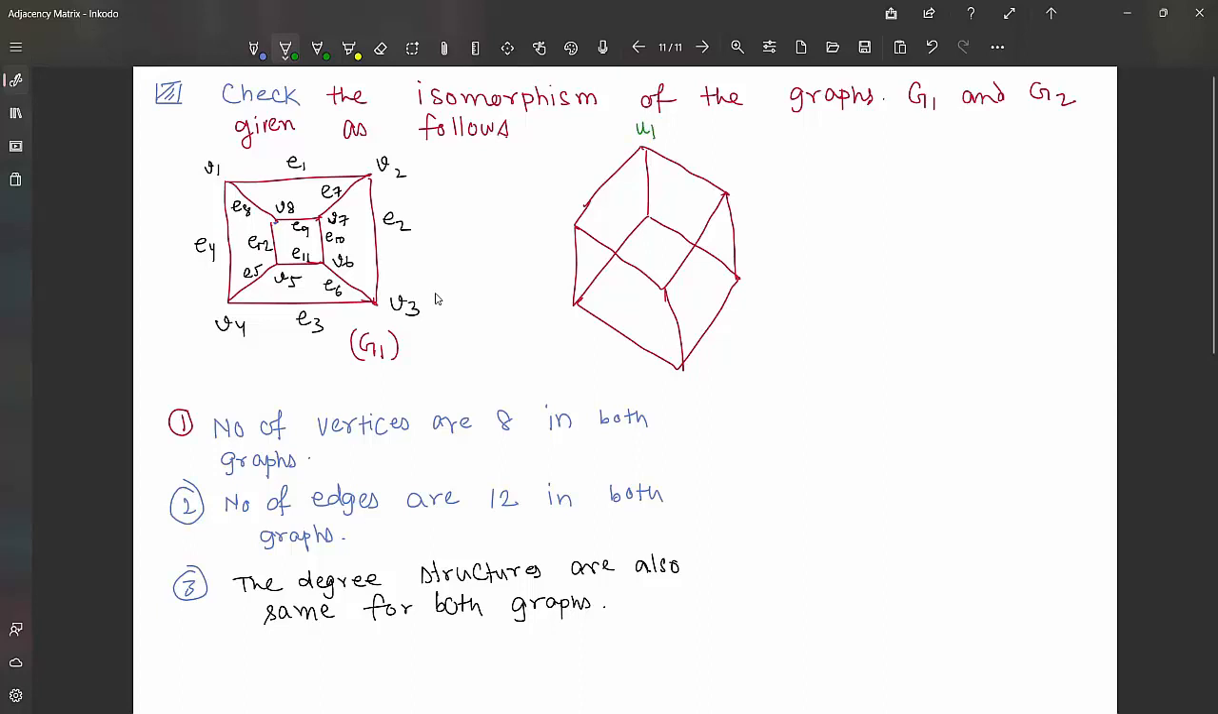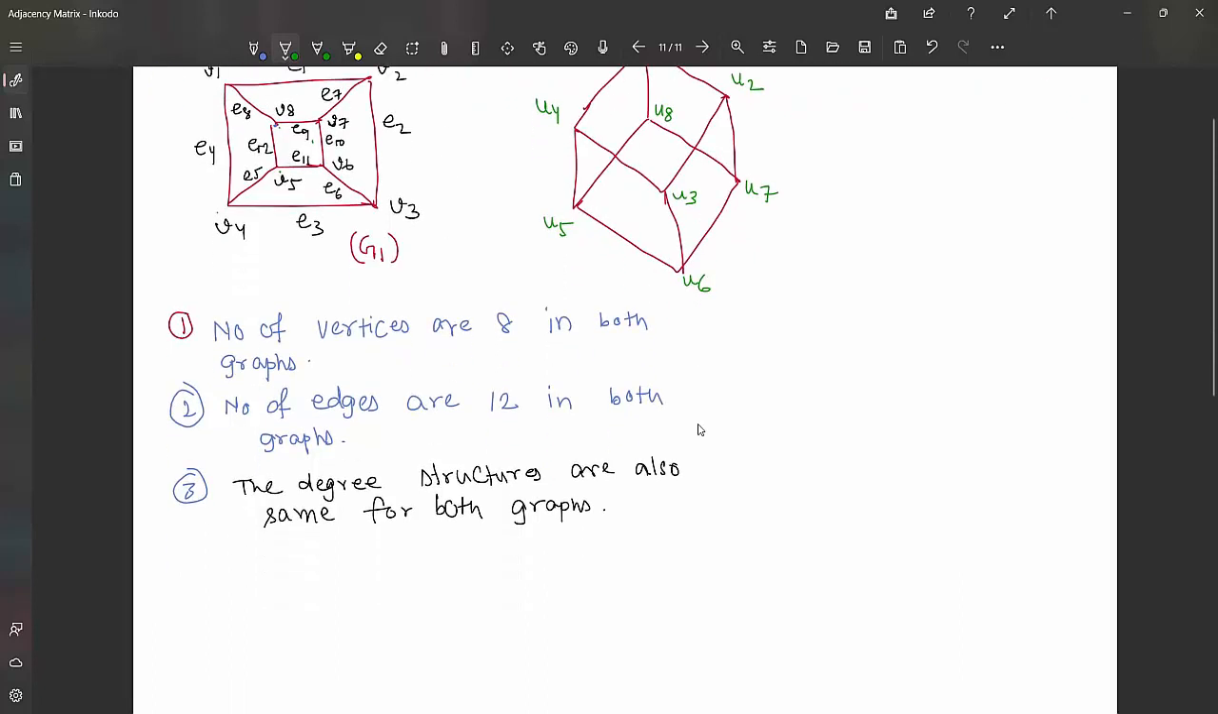So take this as U1 and U2, take it as U3 and take it as U4 in the clockwise rotation. And here this U1 is actually connected to what? V8 here, so take it as U8. So U1 is connected with U8, U4 connected with what? U5, here V5. So U4 is connected with U5, U3 connected with U6, and here U2 connected with U7. So 5, 6, 7 and 8. So that's the vertex relation.